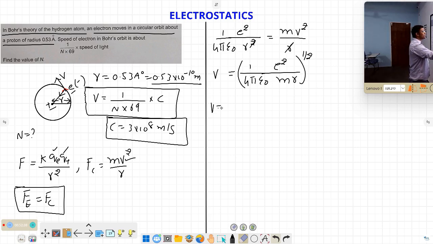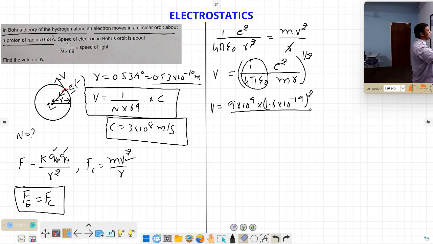So v is equal to, substituting 1 by 4 pi epsilon naught value, we can write 9 into 10 power 9, into the charge of the electron 1.6 into 10 power minus 19 coulomb, whole square, by m, the mass of the electron. The electron is revolving, and the mass of the electron is 9.1 into, I am taking nearly 9 into 10 power minus 31, rounding off to solve the problem faster, into radius. What is the radius here?